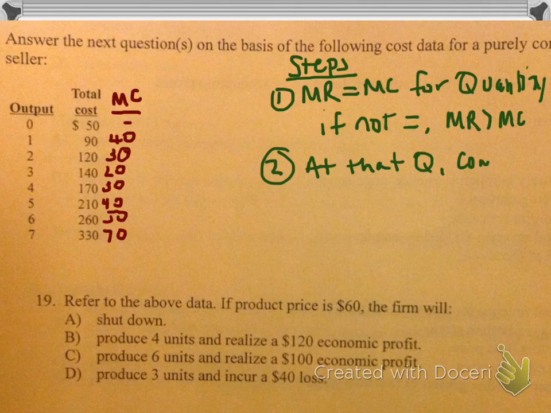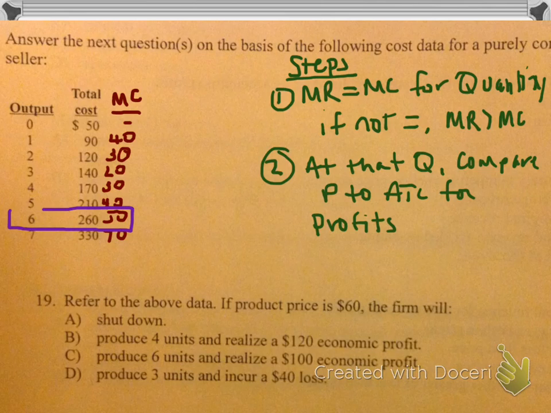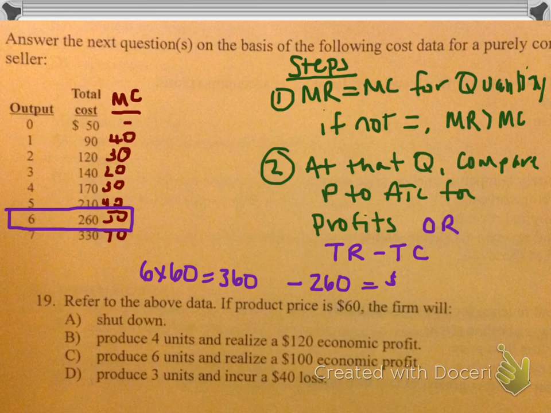And then at that quantity, I'm going to compare my price to average total cost to figure out my profits or losses. However, in this one, since I have a total cost version, we're going to do something a little bit different. We're going to look at your total revenue minus your total cost. So if I look at that, I should make 6 units of output. If I sell each one for $60 each, that gives me a total revenue of $360. Subtract my total cost of $260, it gives me $100 in profit.